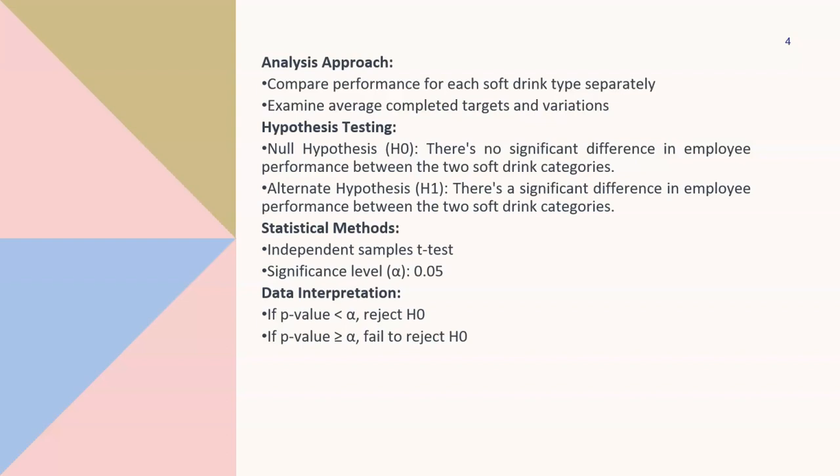If our calculated p-value is less than alpha, that is your level of significance, we are going to reject our H0, that is our null hypothesis. And if our calculated p-value is greater than or equal to alpha, then we will accept the null hypothesis. That is, we will fail to reject H0. That is, we will accept the null hypothesis.